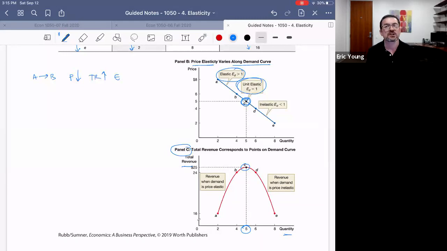Okay. Finally, just know that while the unit elastic point is the point at which total revenues are maximized, just be aware, to be very clear, that the firm's goal is not to maximize total revenues. The goal is to maximize profits. You got to be careful about that.